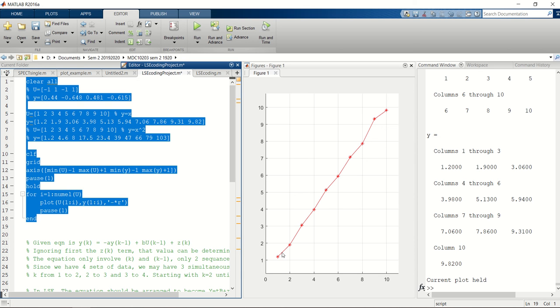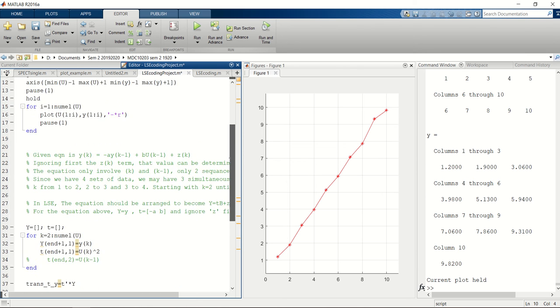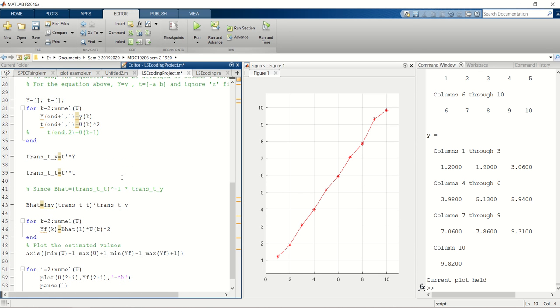Okay, so this is almost a straight line, right? Almost a straight line. The y and the t remain the same equation, but for this case, our expected equation, since we can see this is a straight line, should be y equals mx, right? So only m and x.